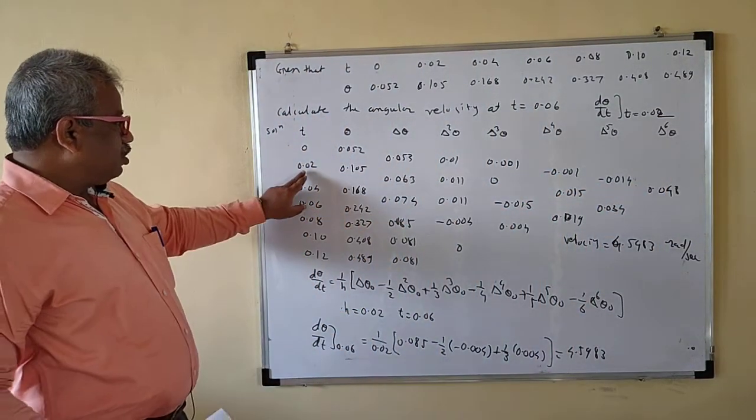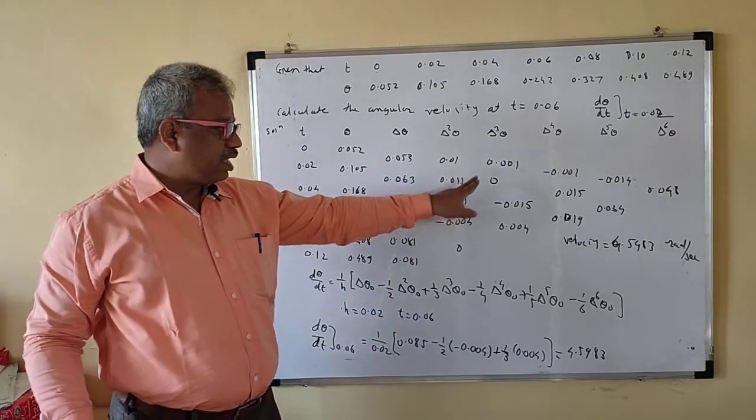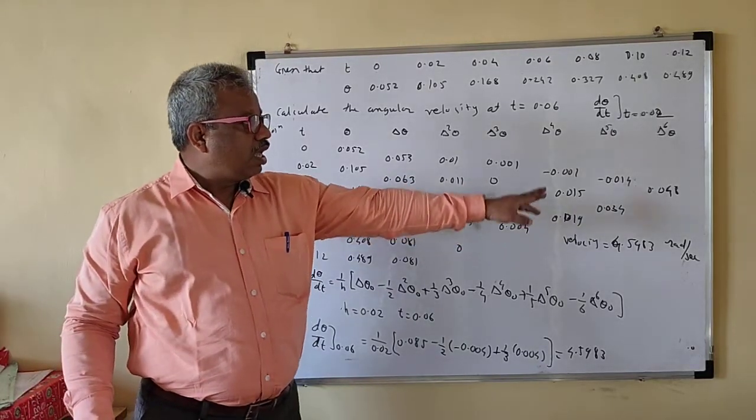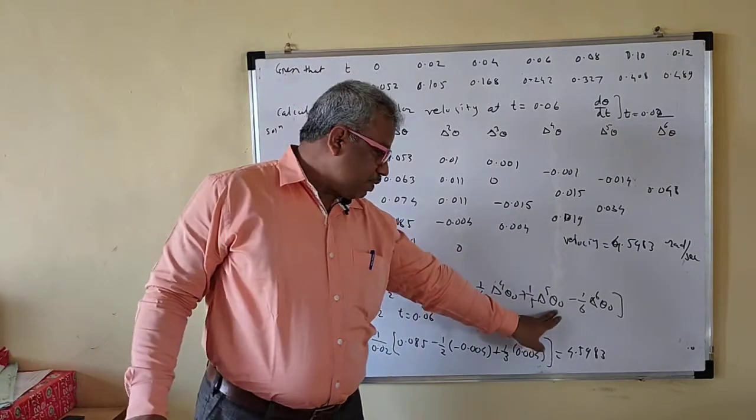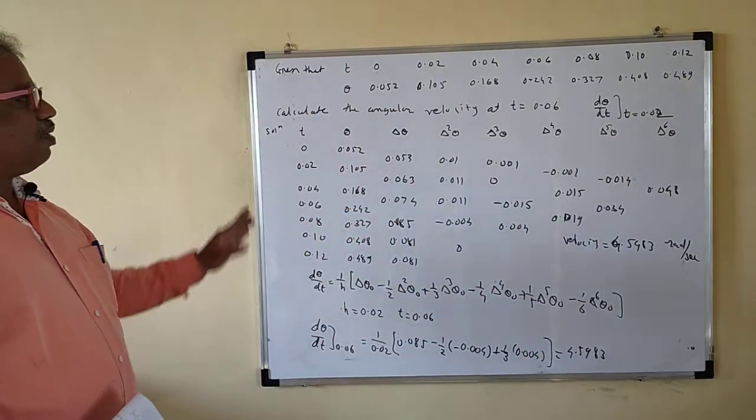Now what if you want another point? Then you have to put the second value here, the second value in each place, and your delta to the power 6 will be 0. That means you have to write the value up to this one. In this way you can solve the problems at any point.